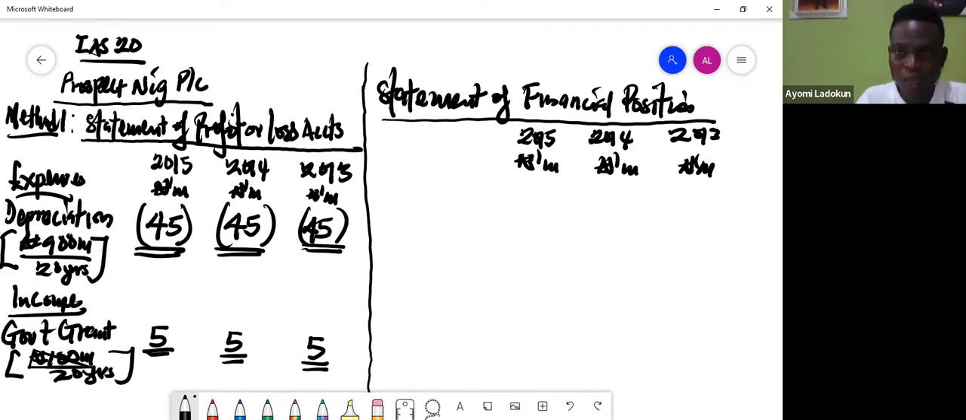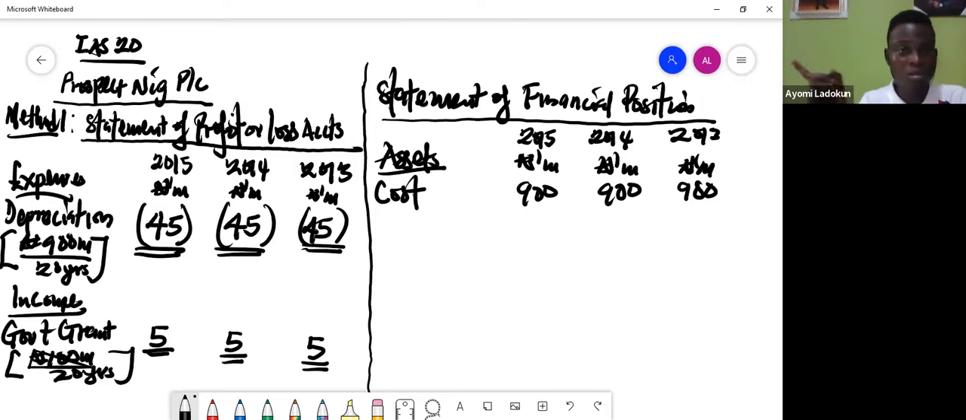So you remember in my SFP, I have something like assets, non-current assets. So you can just say assets or non-current assets. So what are the assets that we have here? I can do it in two ways, depending on the way I want to do it. Well, let me do it this way. Let's look at the cost of the assets. What is the cost of the assets? Remember, the cost of the assets is 900 million, 900 million, and 900 million.